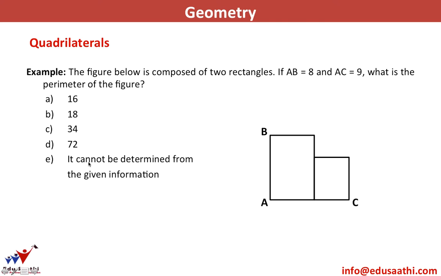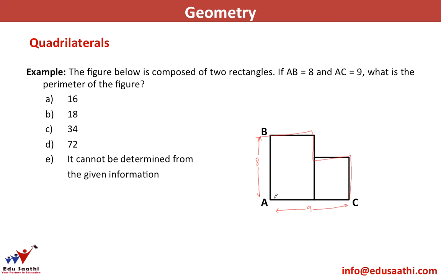Let's look at an example related to rectangle. The figure below is composed of 2 rectangles. If AB is equal to 8, so this AB which is given to me is 8, and AC is equal to 9, what is the perimeter of this figure? Perimeter means sum of all the sides. So I'll add up 8 plus 9 plus this side plus this side plus this side and this side. That would give me the perimeter of this figure.